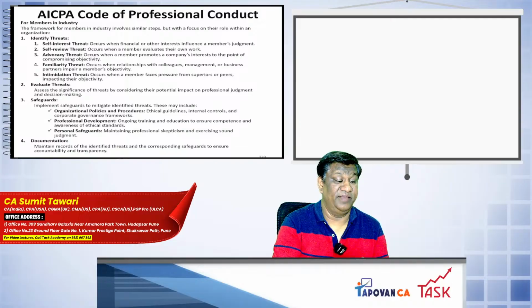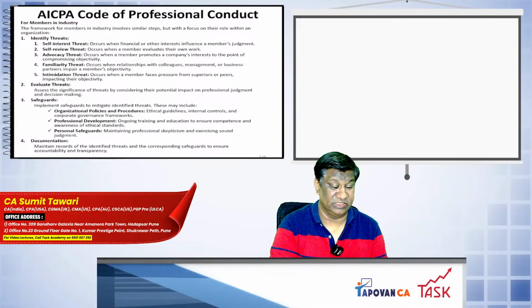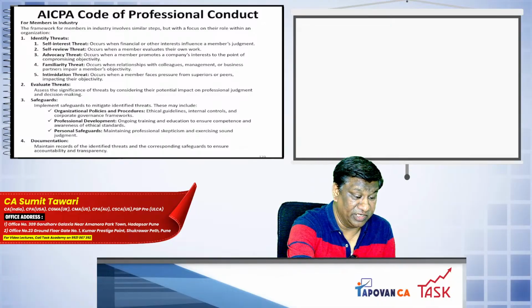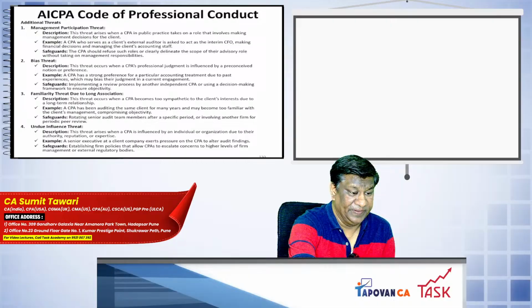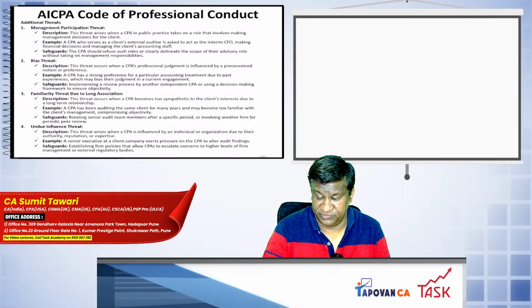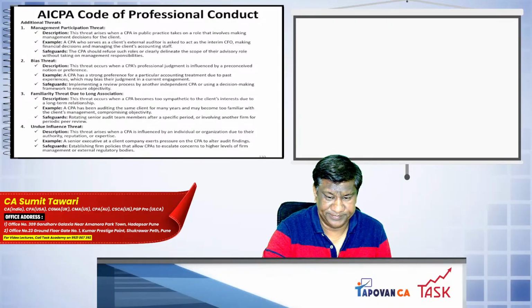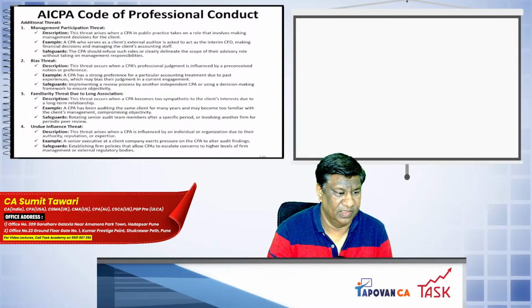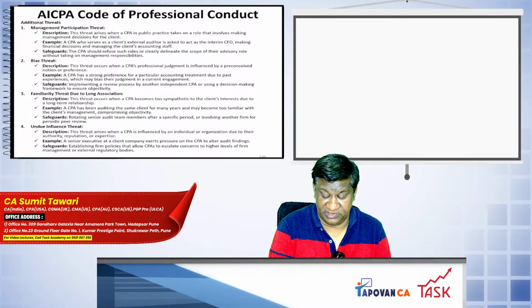So this is what we discussed for members in practice. Now it is members in industry, but more or less it is the same: self-interest threat, self-review threat, advocacy threat, familiarity threat, and intimidation threat. An additional threat which we need to discuss now is the management participation threat.